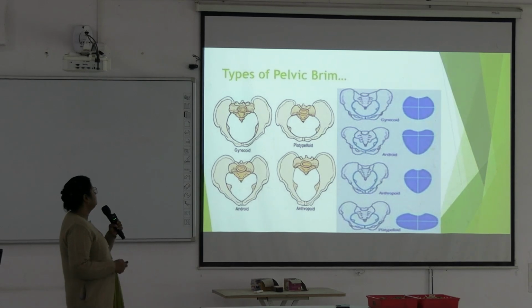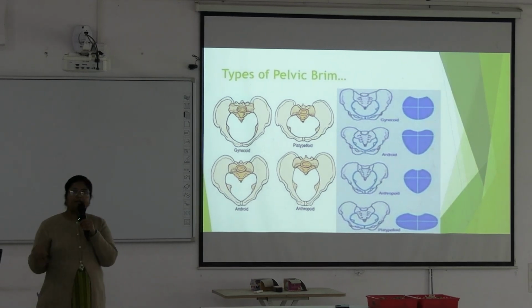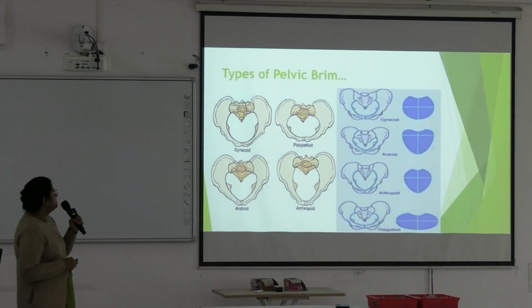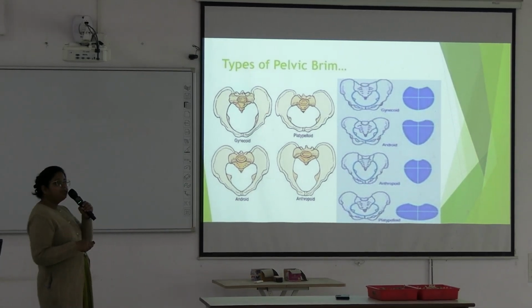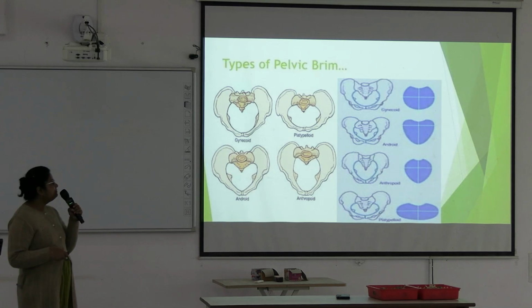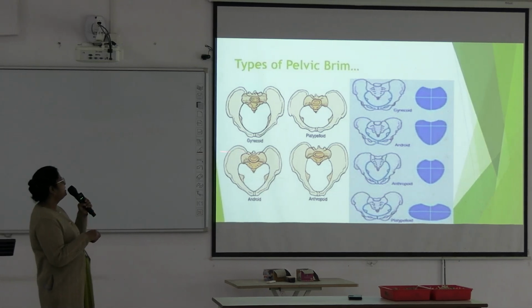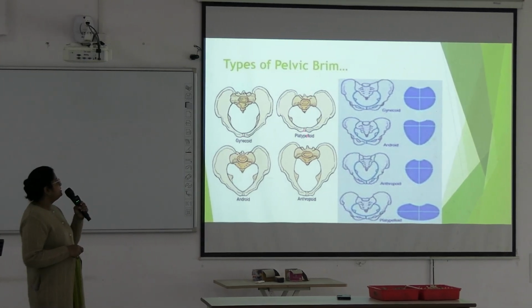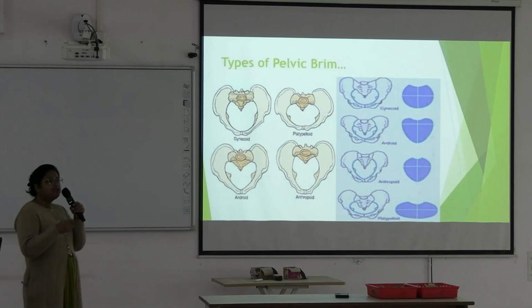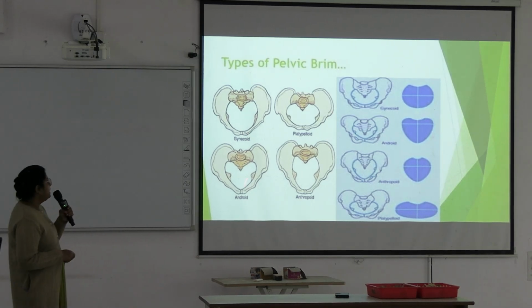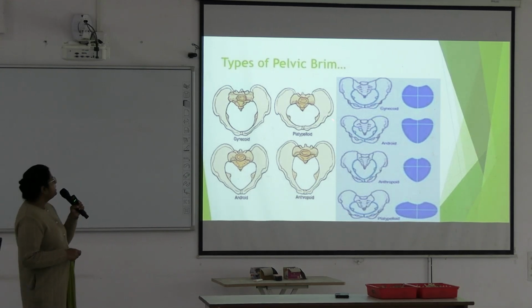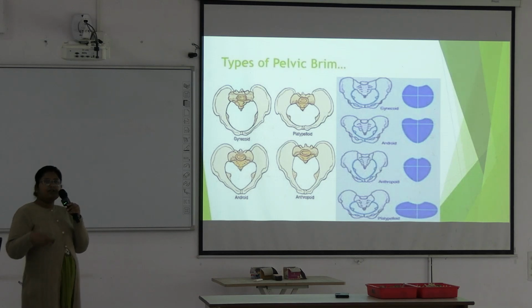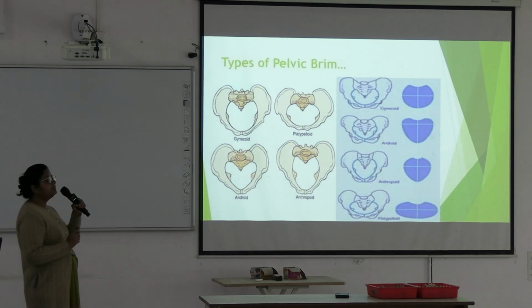Next, there are different types of pelvis. Okay, so first is the gynecoid pelvis. This is the female pelvis, mainly anteroposteriorly oval. Next is the platypelloid pelvis, which is transversely oval. The android pelvis is heart shaped. This is the male pelvis. And the anthropoid pelvis is anteroposteriorly elongated, but more elongated than the gynecoid pelvis.